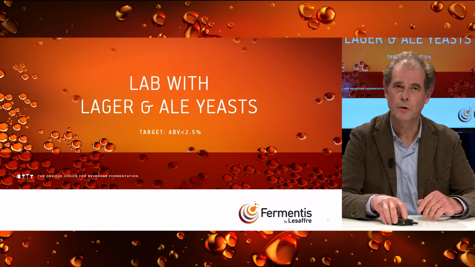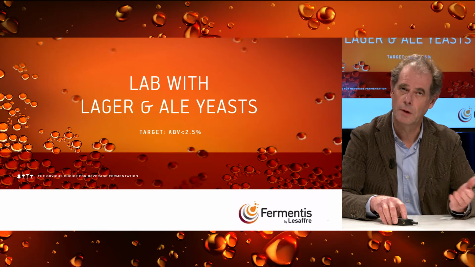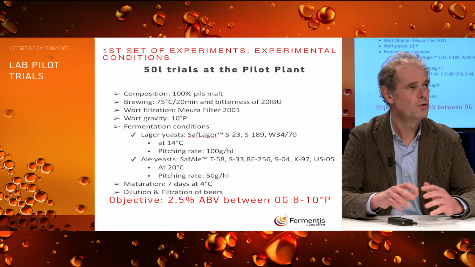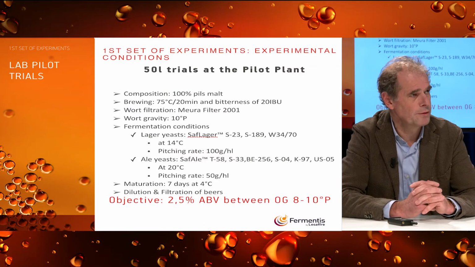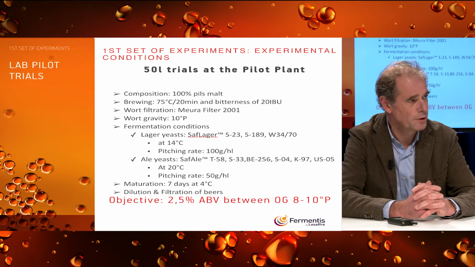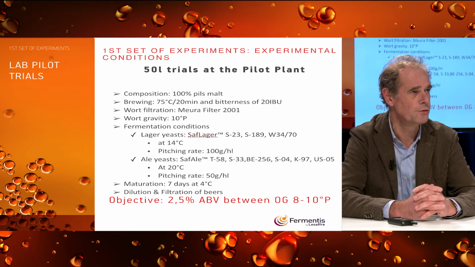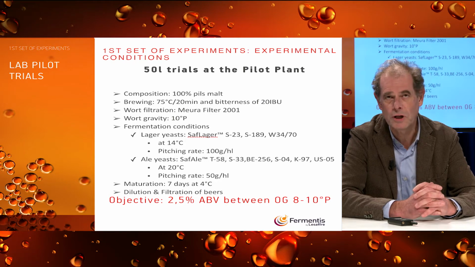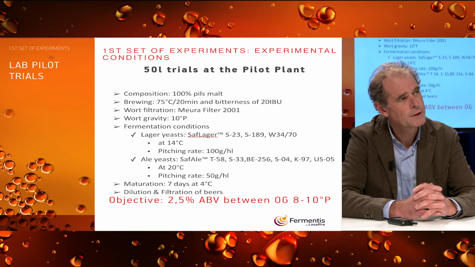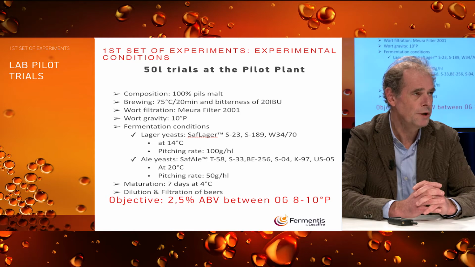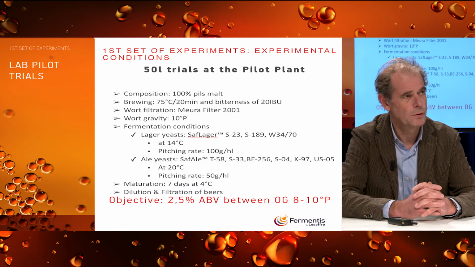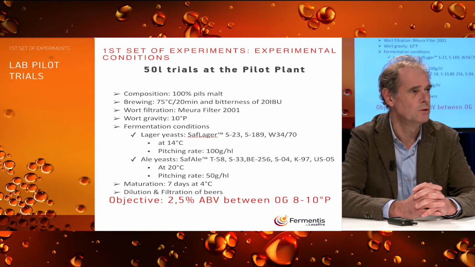I start with the low alcohol beer with the lager and ale yeast strains from the Fermentis collection. We had a set of experiments, and I will show you some details of these experimental conditions, which were produced in a 50-liter trial at the pilot plant. We used a composition of 100% Pils malt, and the mashing was at a single temperature, 75 degrees C, for 20 minutes, and the bitterness we wanted to follow was 20 BU.